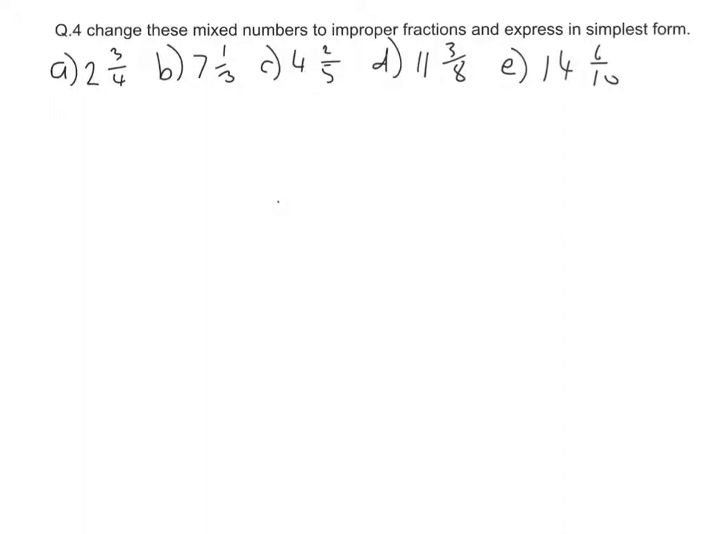Question four is pretty basic. We just simply multiply the denominator with the whole number, and then we add it to the numerator. We make sure that we keep the denominator the same. So your answer should be 4 times 2 is 8, plus 3 is 11, so 11 over 4.